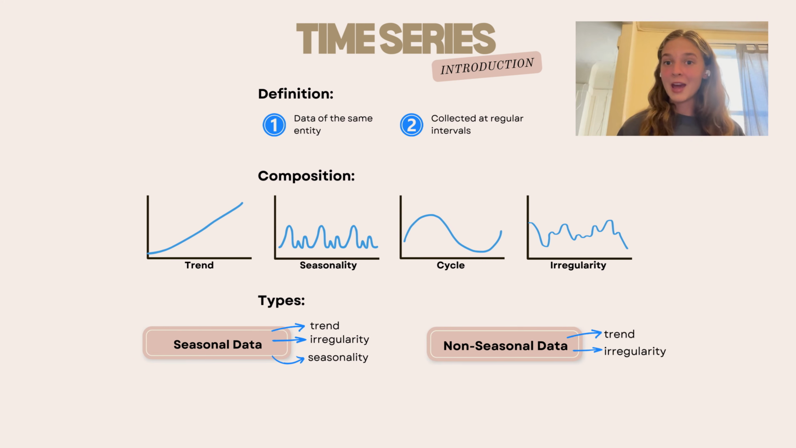So just to quickly recap, time series analysis is basically data of the same entity that is collected at regular intervals. It consists of 4 different things: the trend, seasonality, cycles, and irregularity. And generally we distinguish between seasonal and non-seasonal data.